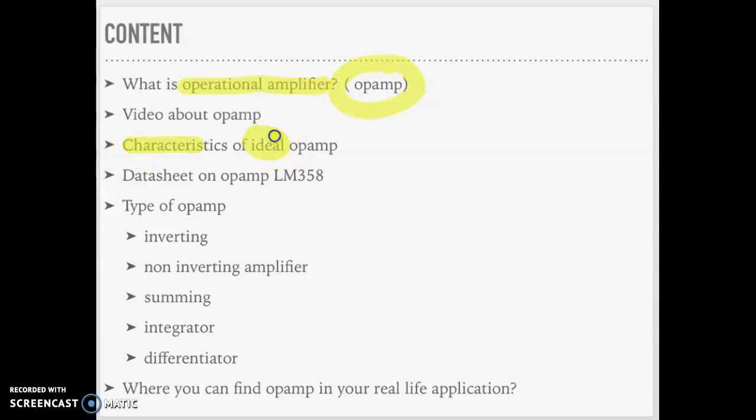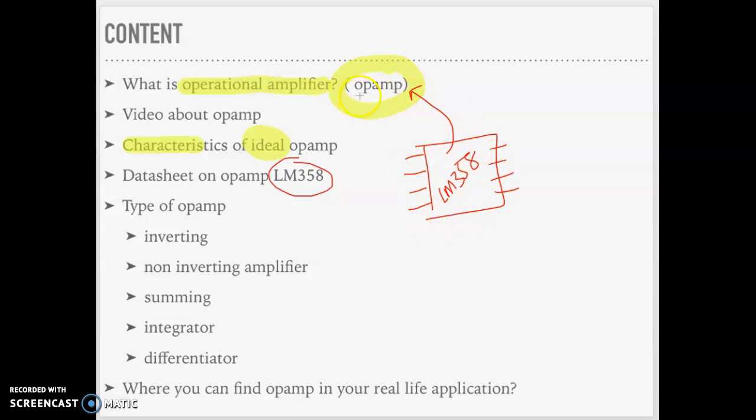Ideal is the perfect op-amp without any interruption or distraction in real life. Then we have the data sheet of the op-amp. In this case, the LM358 is actually an IC, integrated circuit, and the code of this IC is LM358. What is actually LM358? It is actually your op-amp. It has, I think, 8 legs, 8 pins here. Inside this are a lot of transistors, packaged together, and we call it op-amp.